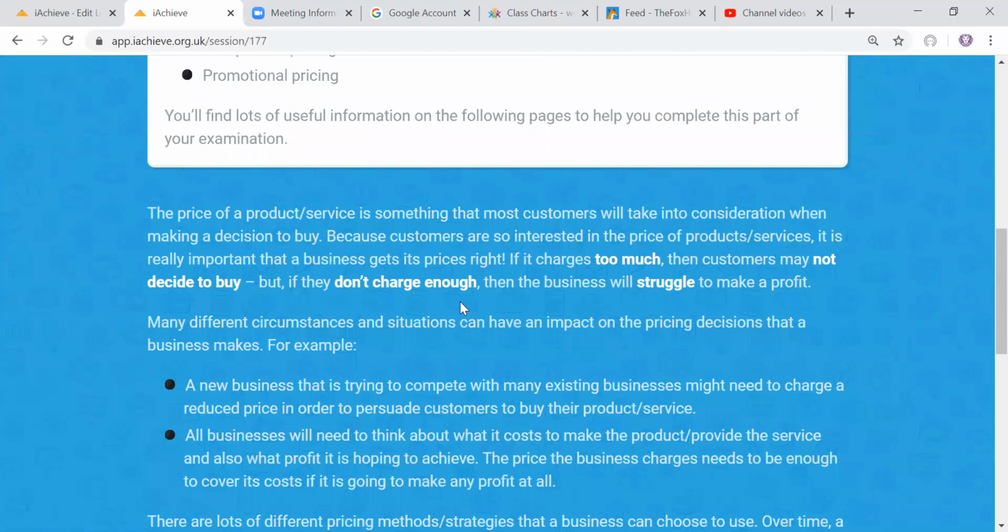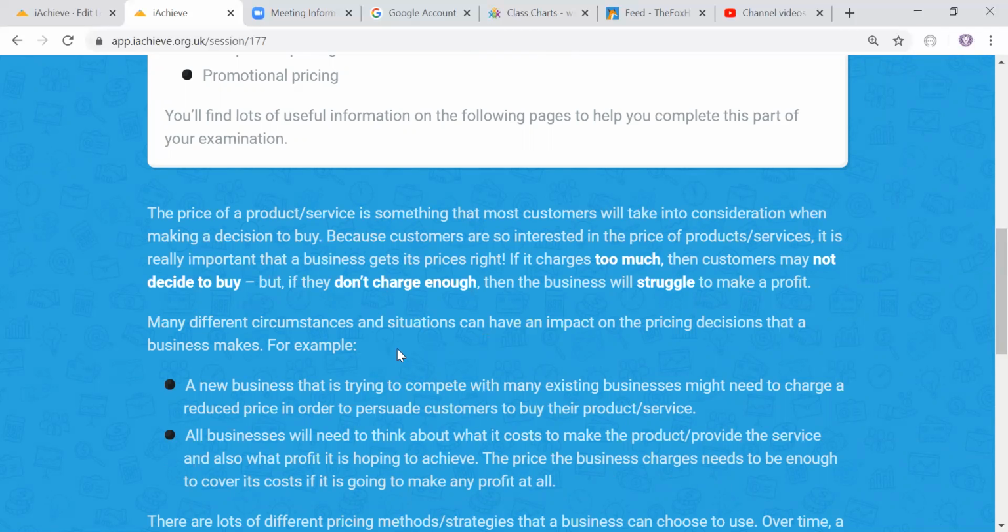The price of a product or service is something that most of us will take into consideration when making a decision to buy. At a certain price, we're willing to buy, but at a higher price, if it charges too much, then customers may decide not to buy. If a business doesn't charge enough, however, the business will struggle to make a profit.